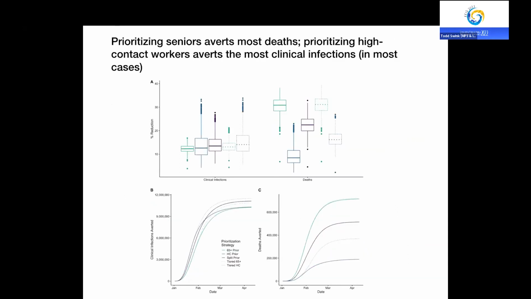So in general, our results agree with what other studies have found in terms of prioritizing seniors averts the most deaths. We do, however, find that if you prioritize high contact workers, it does seem to avert the most clinical infections. And I have a caveat here that this is true in most cases. So this is a little bit dependent on some of the model parameters that we use.